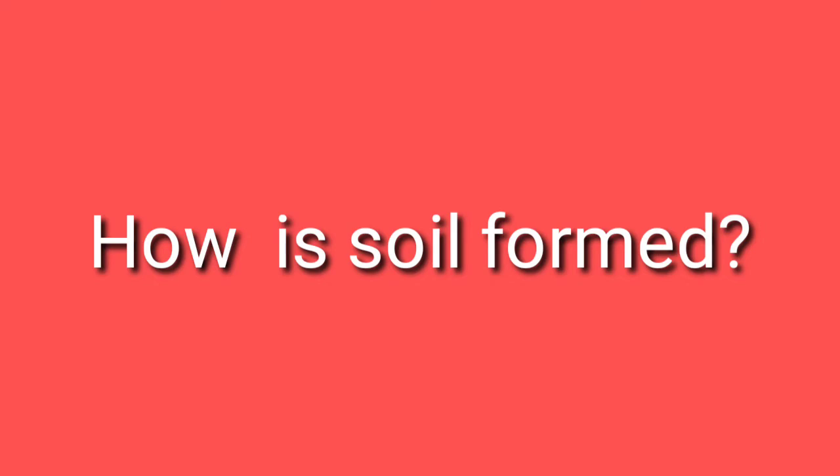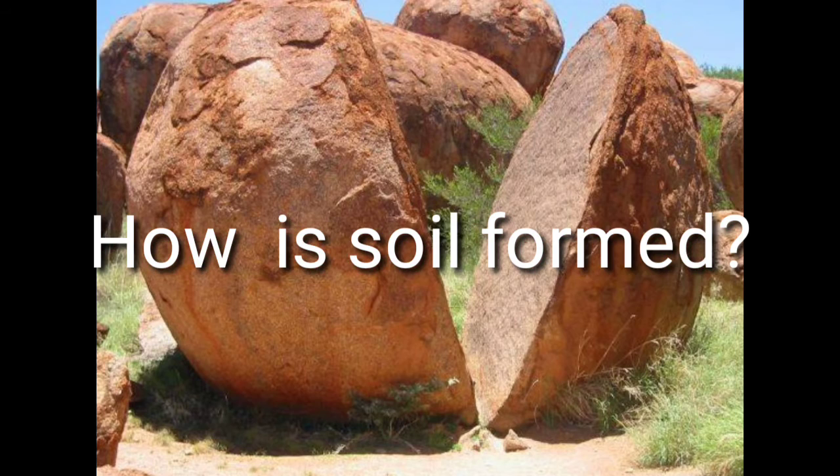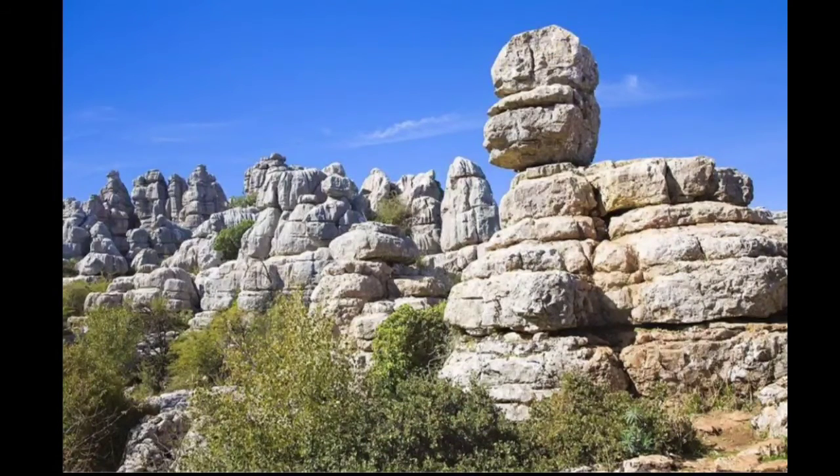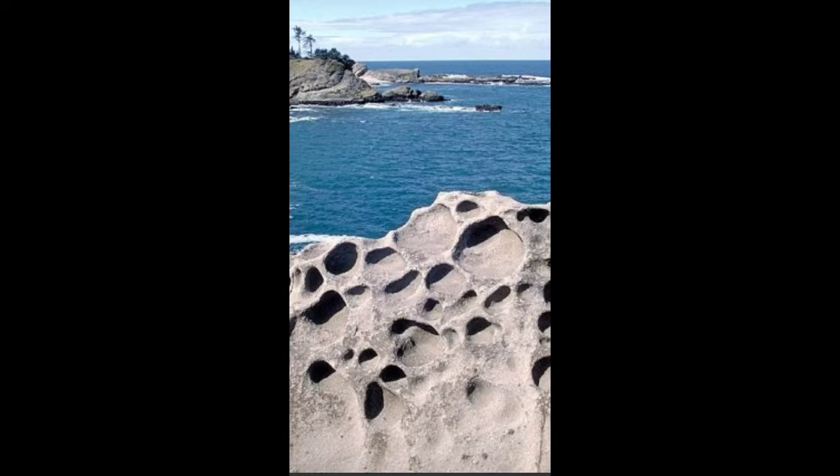How is this soil formed? The soil is formed when rocks break down into smaller pieces due to the action of wind, water, heat, cold, and seasons. This breaking down of rocks is called weathering.